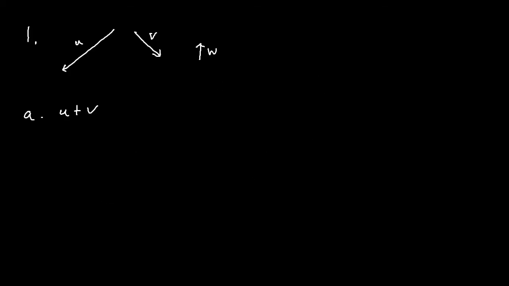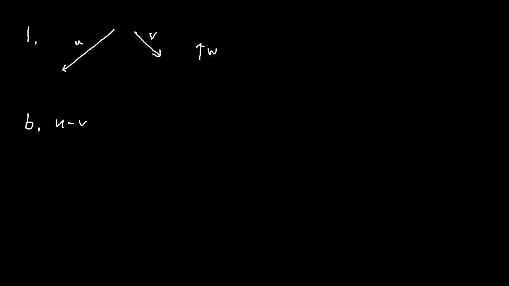So let's say for number 1 we have three vectors, u, v, and w, and for A we have to find u plus v. So obviously we're first going to start with the first vector here. So u, we're just going to copy that down, and then we're going to add v. So remember, the initial point of the second vector, so the initial point of v, will connect with the terminal point, or the ending point of the first vector u. So it's going to look like this, approximately. So the new vector u plus v will be right here.